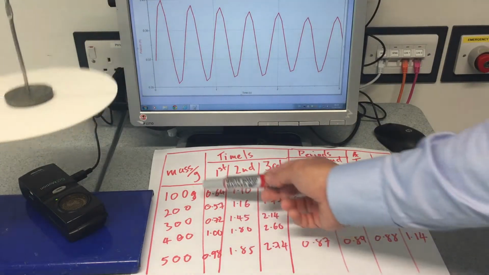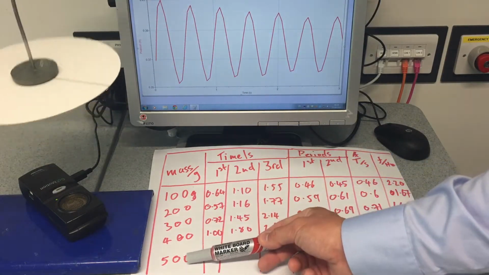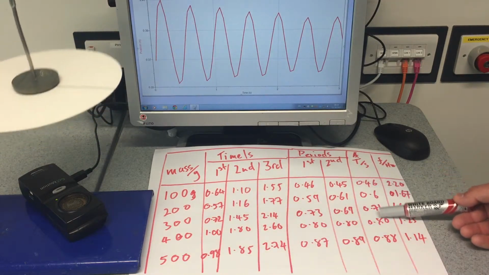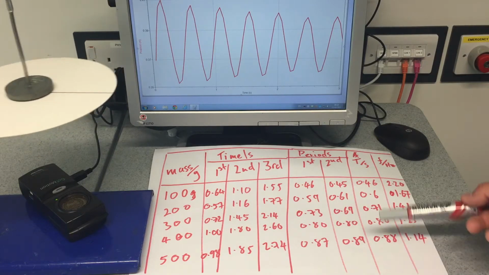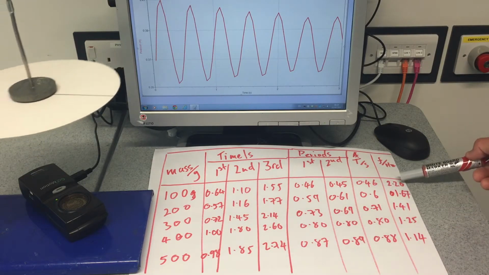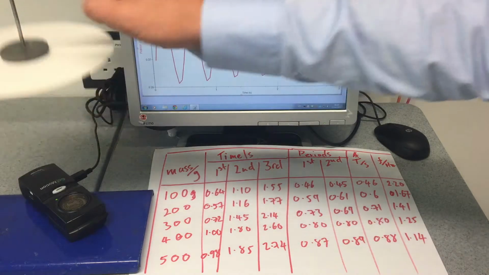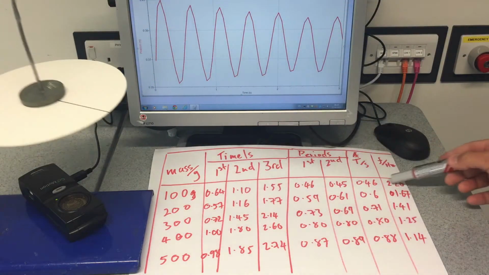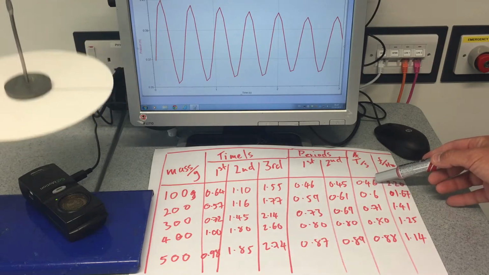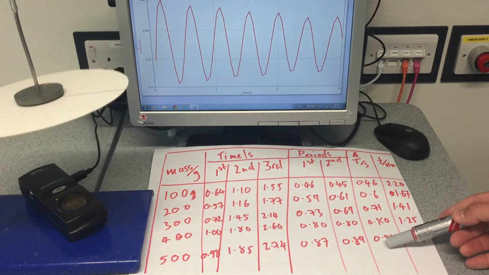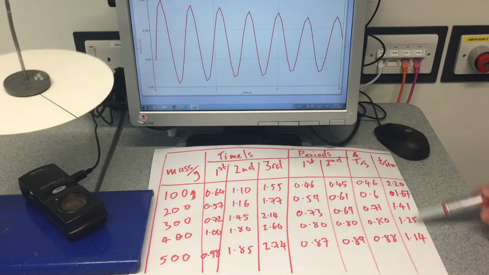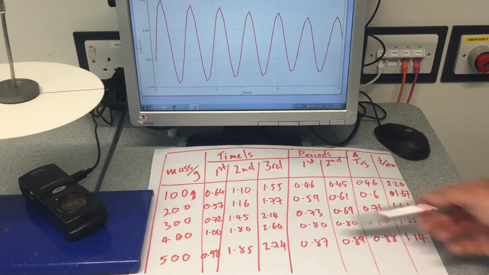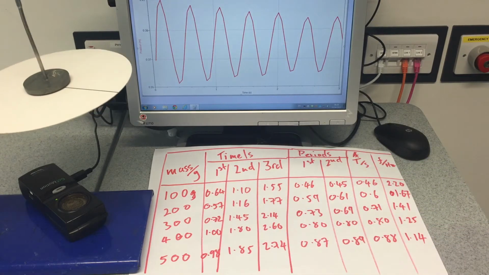But essentially what we're saying is as the mass increases, so that was our independent variable, the time period increases, which is what we saw. And because frequency is inverse, the frequency, the number of oscillations per second, it's much more with less mass because it has a smaller time period than with more mass that has a longer time period. So the frequency decreases as the mass increases, and the time period increases as the mass increases.